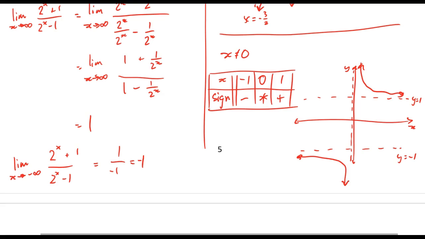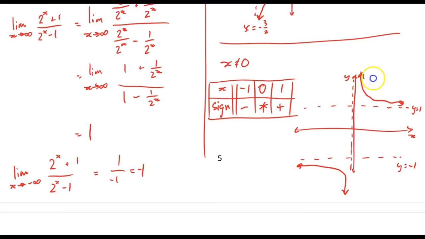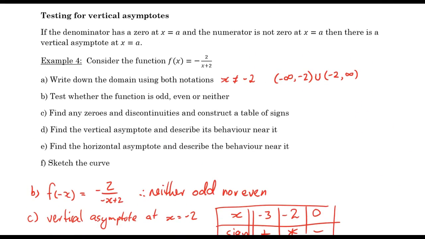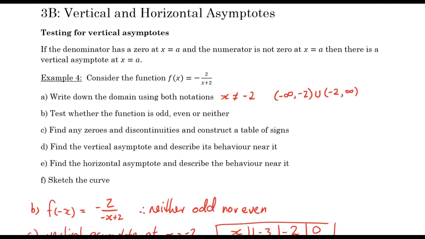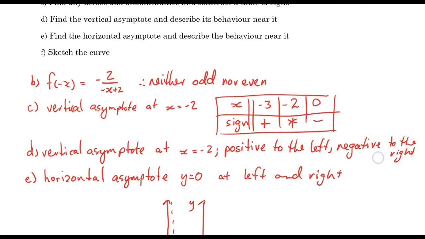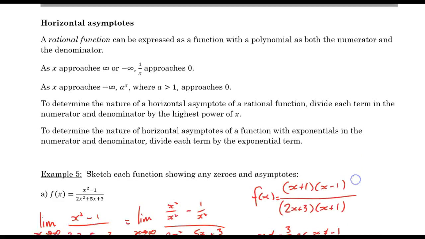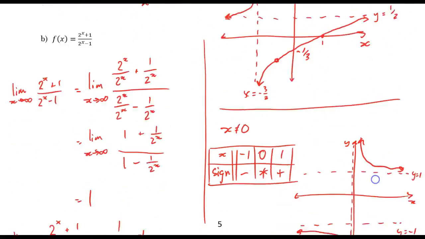Rightio, that is it. That's been a bit of a killer, really. There's a lot to take in there, a lot to do. Each of these questions takes a long time. Now, we're only talking about vertical and horizontal asymptotes, but once we start applying those to sketching graphs, there are a lot of steps to go through and quite a lot of work.